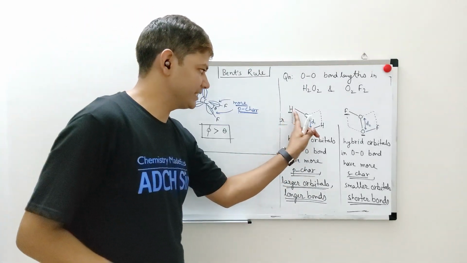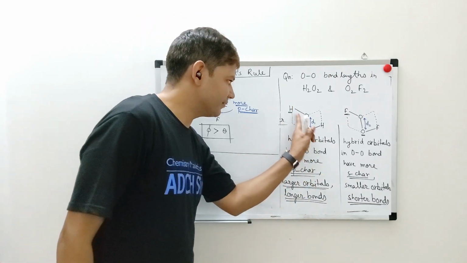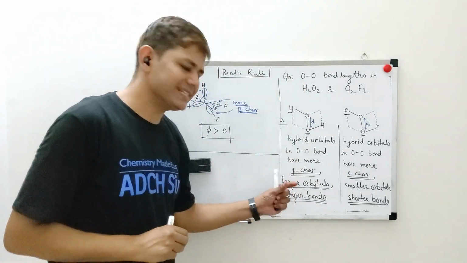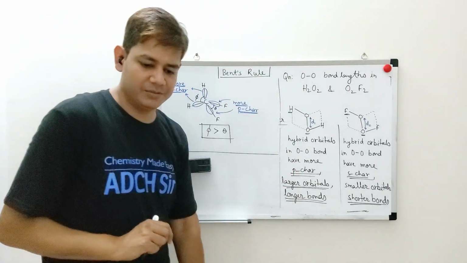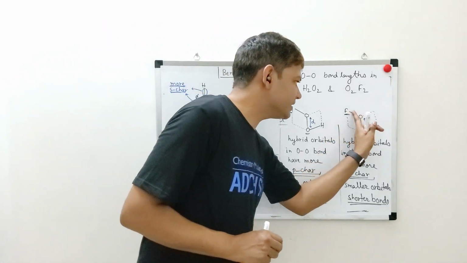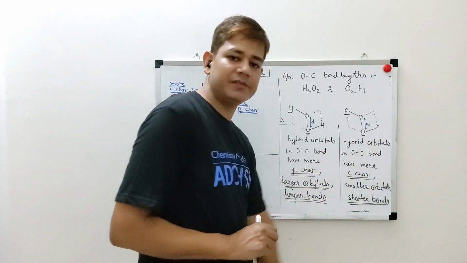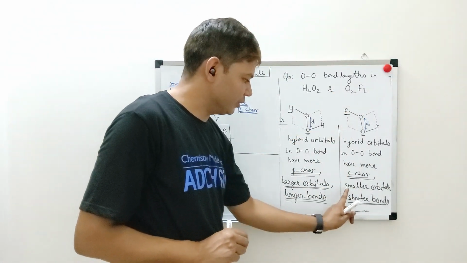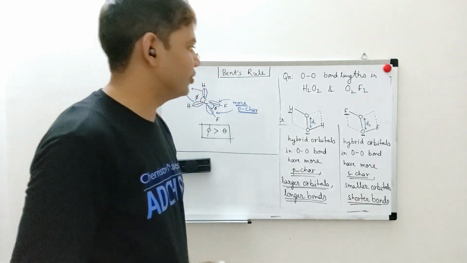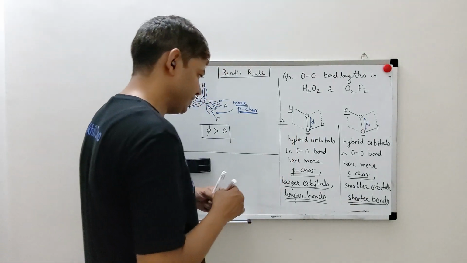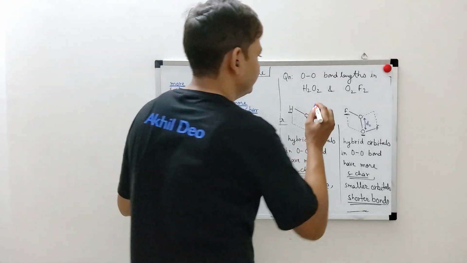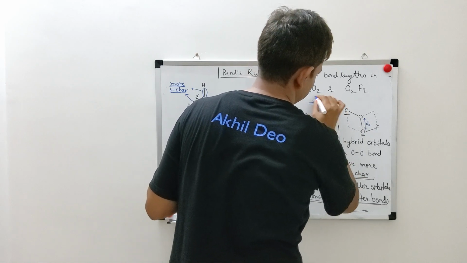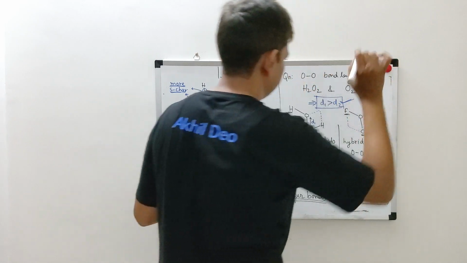Okay, so hydrogen is the less electronegative atom. Towards the less electronegative atom, S character is more. Therefore, towards the oxygen-oxygen bond, P character is more. P character more means larger orbitals. Larger orbitals means longer bonds. And fluorine here is the more electronegative atom. So towards fluorine, P character will be more. So therefore, towards oxygen, S character will be more. More S character means smaller orbitals. Smaller orbitals means shorter bonds. So the bond length order will be the oxygen-oxygen bond length in H2O2 is more than O2F2. So this is our answer. And we have explained this with the help of Bent's rule.